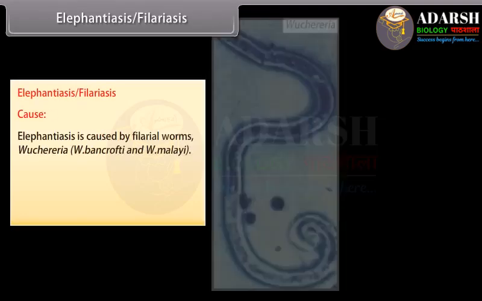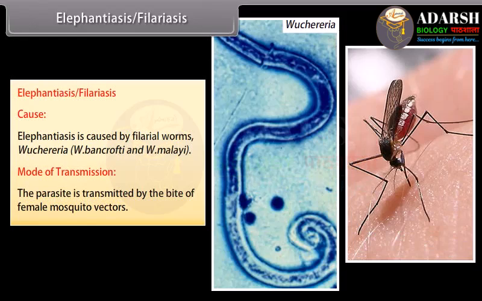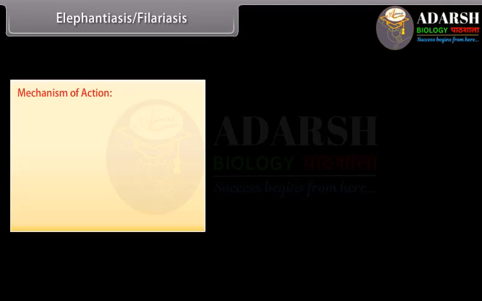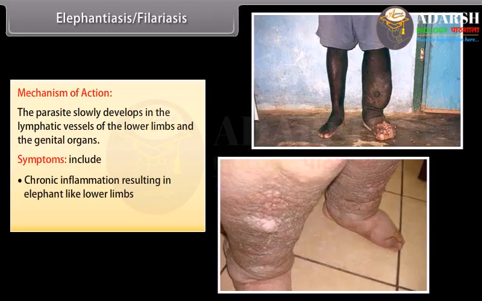Elephantiasis or filariasis. Cause. Elephantiasis is caused by filarial worms, Wuchereria bancrofti and W. malayi. Mode of transmission. The parasite is transmitted by the bite of female mosquito vectors. Mechanism of action. The parasite slowly develops in the lymphatic vessels of the lower limbs and the genital organs. Symptoms include chronic inflammation resulting in elephant-like lower limbs and gross deformities of genital organs.